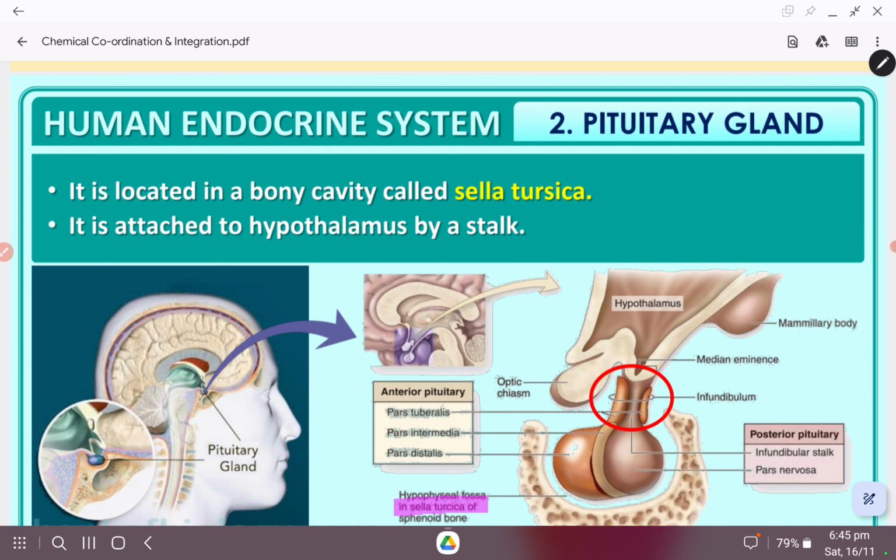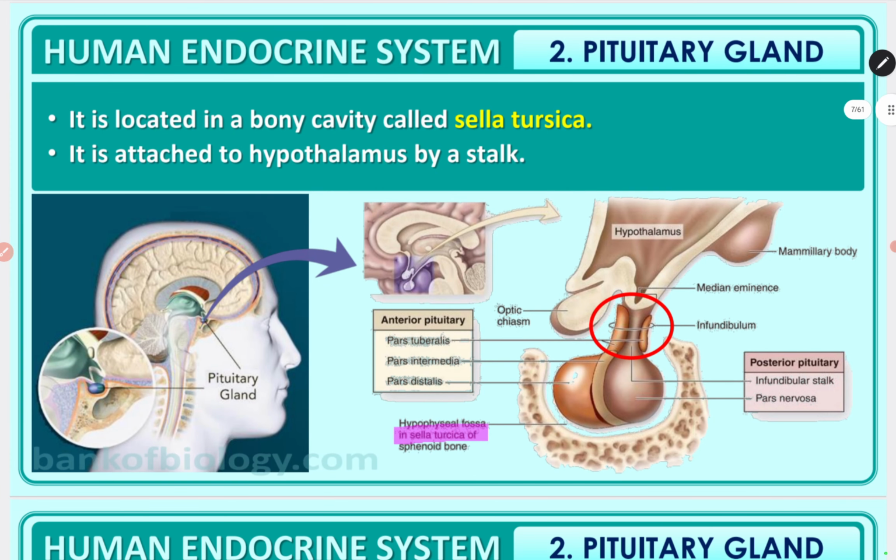Here, pituitary gland. It is located in a bony cavity called sella turcica. It is attached to hypothalamus by a stalk. Here you can see in this diagram, it is the sella turcica as it is labeled here. It is attached to a hypothalamus by a stalk. And here anterior pituitary, these are the parts. Posterior pituitary, these are the parts.